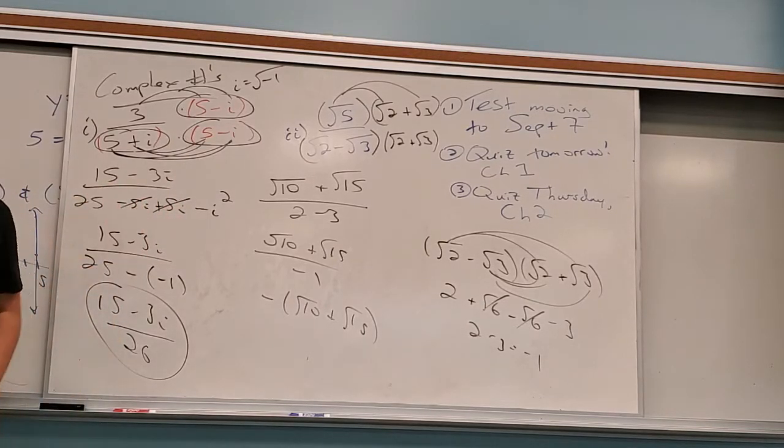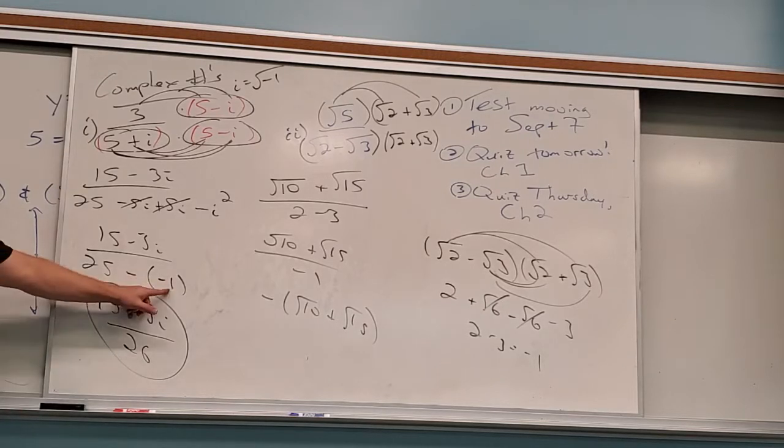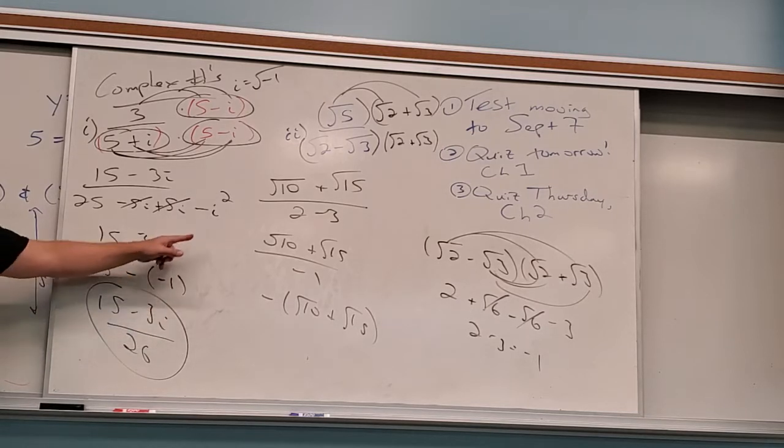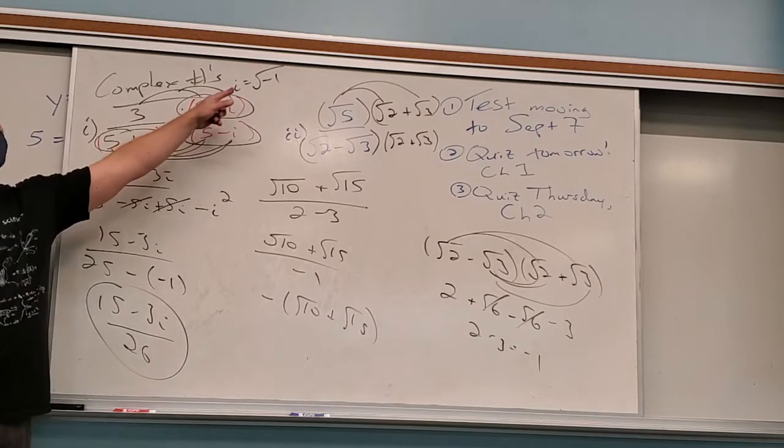Yes? Do you want us to simplify the top too? Because I know you could technically multiply 3 times negative 1, on the bottom, like 15 minus negative 3i. Why did I put a negative 1 here? That's what i squared represents. What represents negative 1? i squared is negative 1. i is the square root of negative 1.